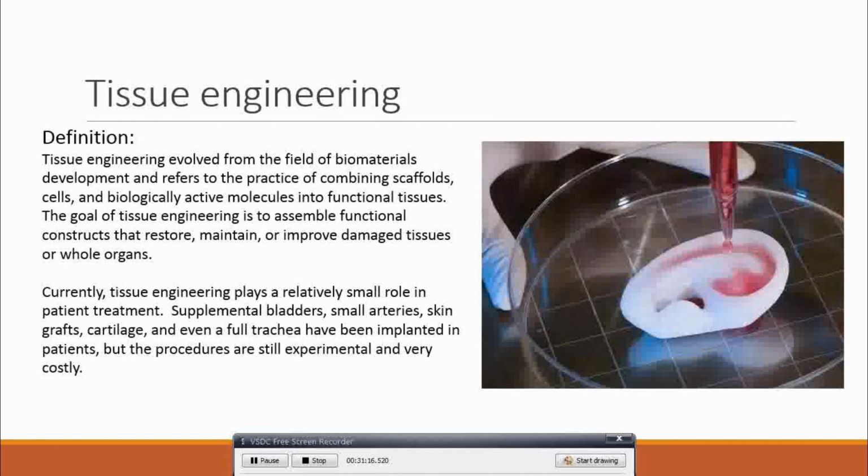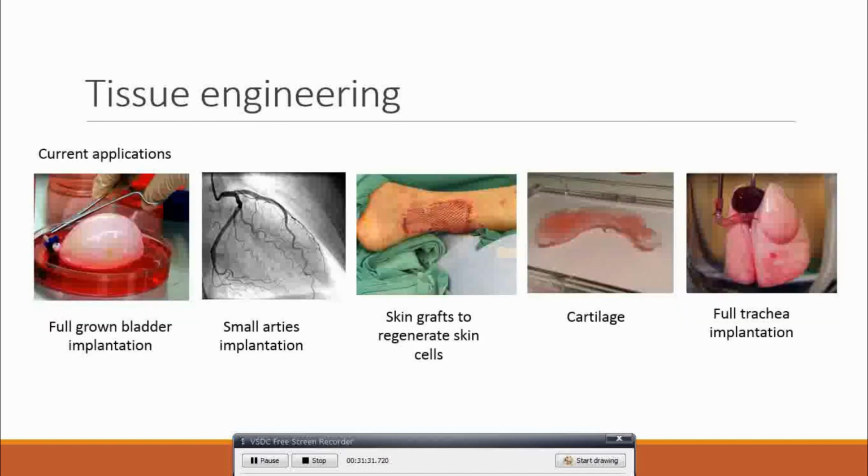Currently, tissue engineering plays a relatively small role in patient treatment. Supplemental bladders, small artery, skin, graft, cartilage, even full trachea been implanted in patient, but procedures are still experimental and very costly. Right? Ini adalah contoh dia lah, kan? Contoh full grown bladder implantation. Ni dia orang cuba grow sendiri di luar tubuh badan, bladder podi kencing.